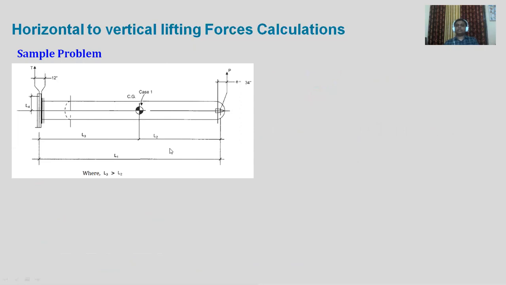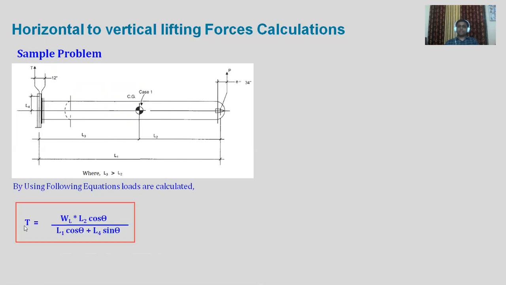So let's have one example and try to understand the philosophy of lifting the vessel from horizontal to vertical. Here there are two lifting lugs and here there is one tailing lug. This is in horizontal condition. Weight will be vertically downward, WL. Here there will be reaction P, and here there will be reaction T. L3 is the distance from CG to tailing lug, L2 is the distance from CG to lifting lug, and L1 is the entire distance. L4 is the distance from the axis of the tailing lug to the axis of the vessel. By using the following equation, loads are calculated.